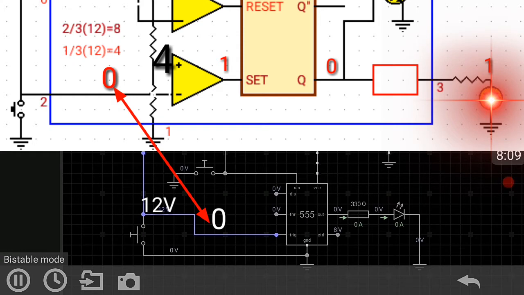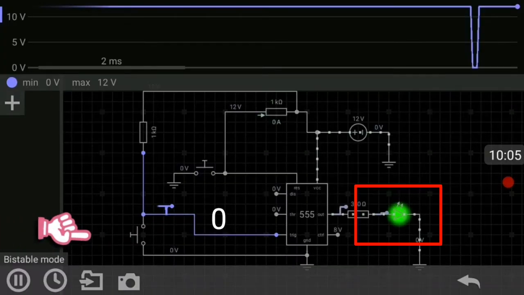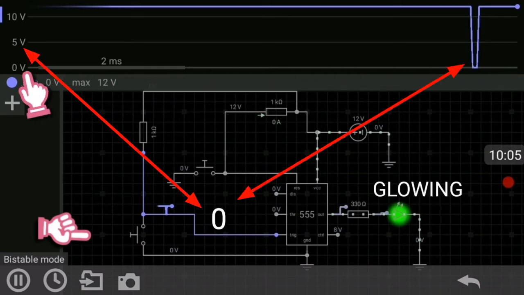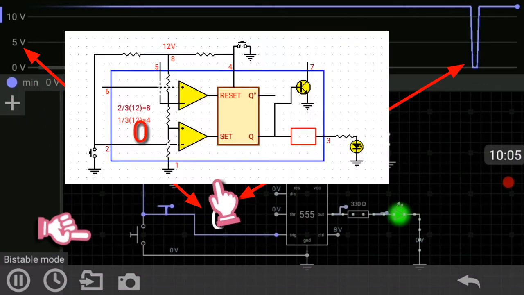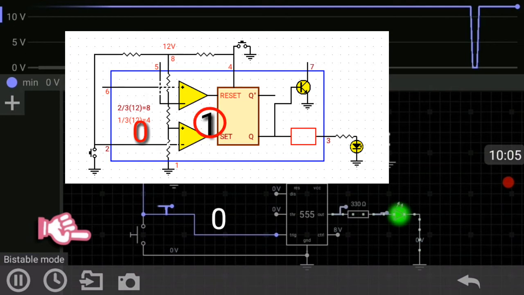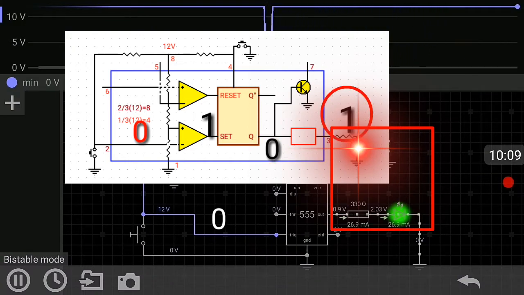Now let's go back to the circuit simulation and let's see if the output from pin 3 will be logic high. So let's click the momentary switch. Now you can see the voltage dropping from 12 volt to 0 volt. That causes the output of comparator 1 to be logic high. So when the output is logic high, then the output from Q of the flip-flop circuit will be logic low, and the output from pin 3 will be logic high. Now you can see the LED is glowing.